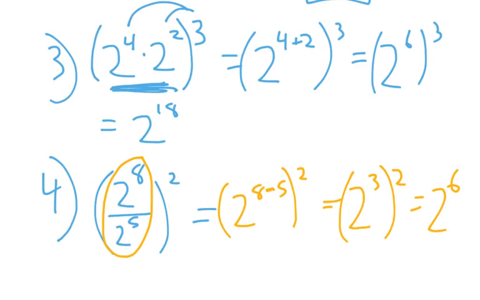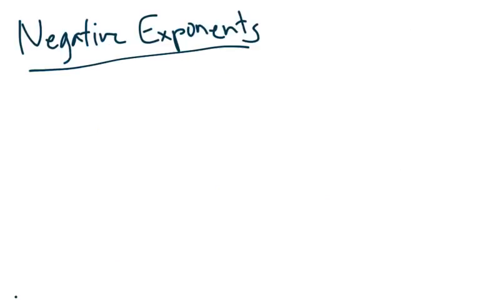So the quotient, or sorry, the power rule could also be used in conjunction with either the quotient rule, the product rule, or even both. But now I want to talk about negative exponents. And so I'm going to start by stating the rule again. A to the negative n is equal to 1 over a to the n.